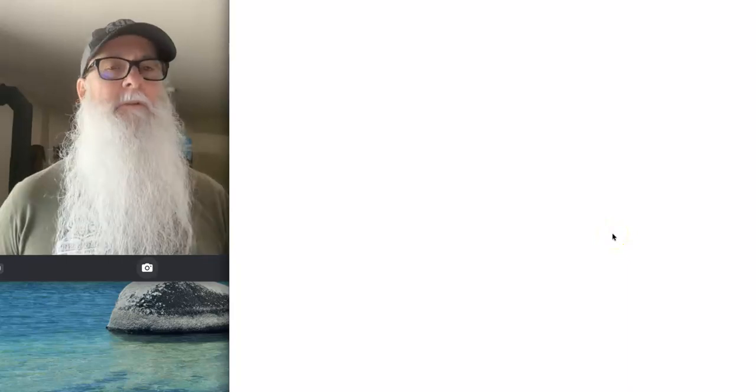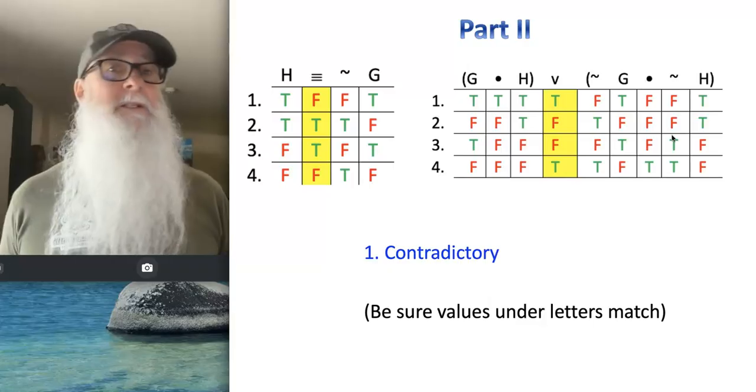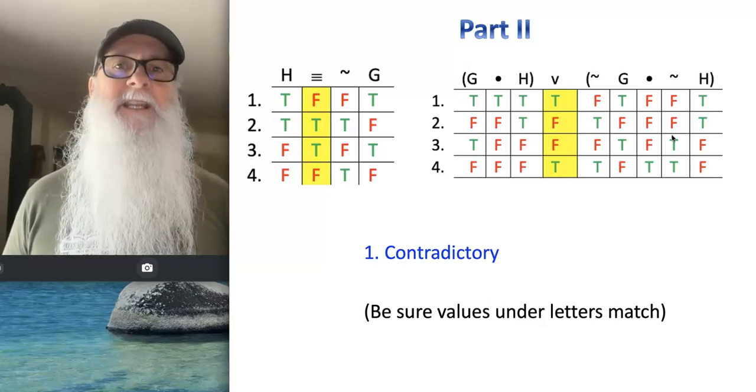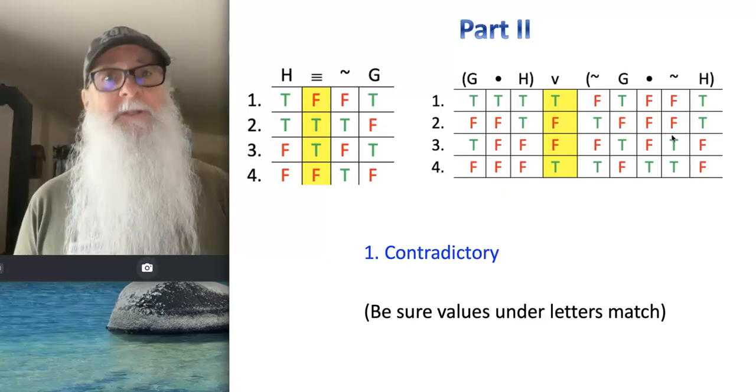All right, let's talk about your work from part 2. For number 1, we've got contradictory statements. That means that the truth values underneath the main operators of these two statements are exactly the opposite on each line. When one is true, the other is false. And when one is false, the other is true.